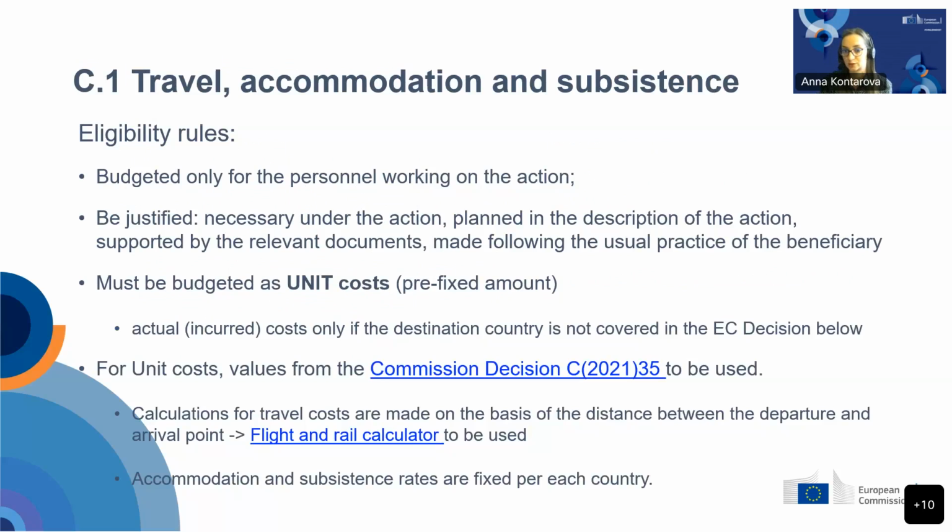Travel, accommodation, and subsistence costs. So the costs for this subcategory are eligible only for the personnel working for the action. They have to be justified, meaning necessary under the action, planned, supported by relevant documents, of course, and made following the usual practice of the beneficiary. This is important, usual practice of the beneficiary, because normally if there is an audit, they check this.